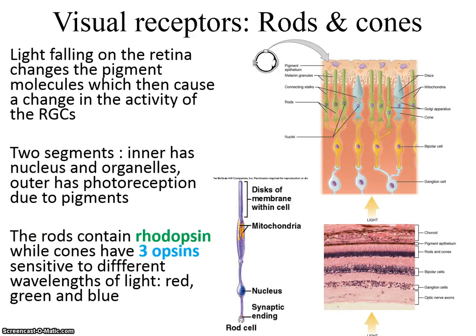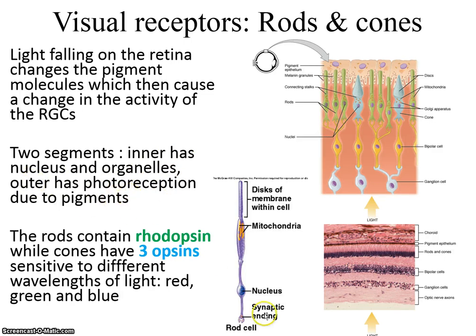All right, so these visual receptors, rods and cones, just to add a little bit more to this. Light falling on the retina changes the pigment molecules, which then cause a change in the activity of those retinal ganglion cells. So here we're really looking up close at a rod cell, two segments. The inner has a nucleus and organelles, the outer has photoreception due to these pigments. All right, so these are specialized proteins.